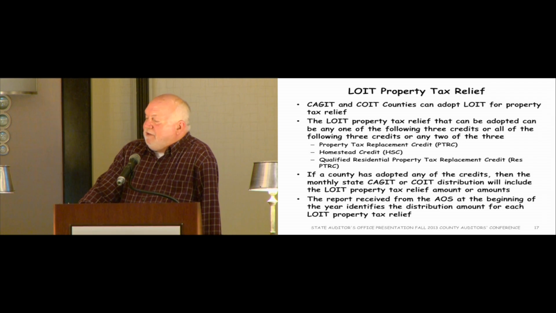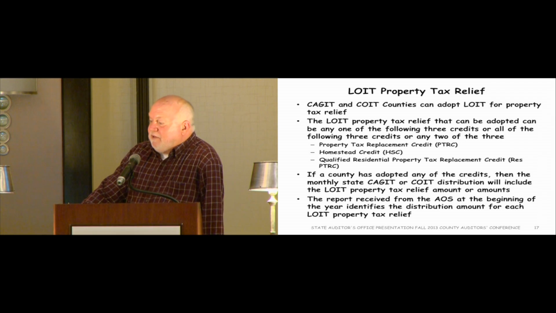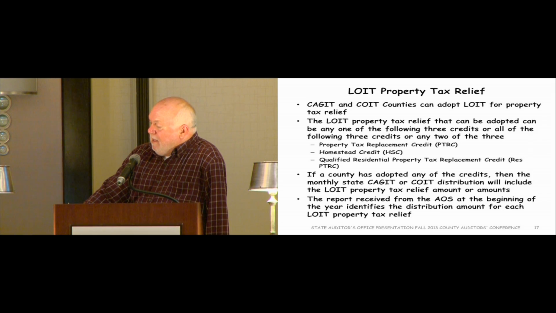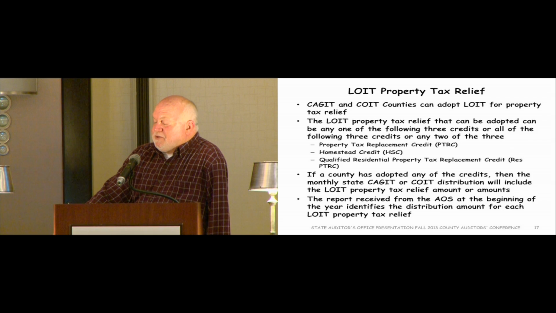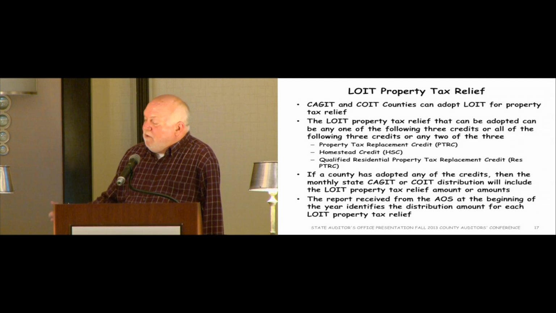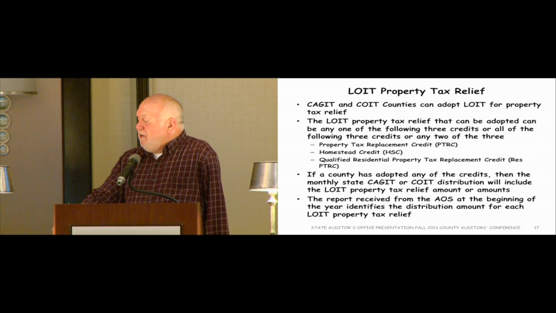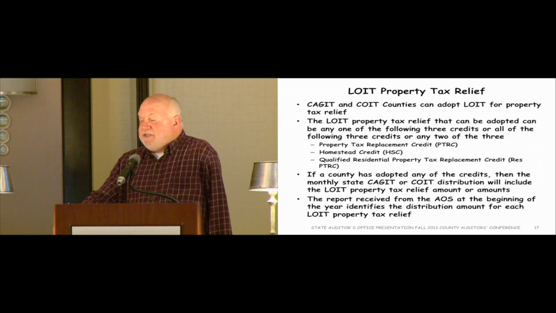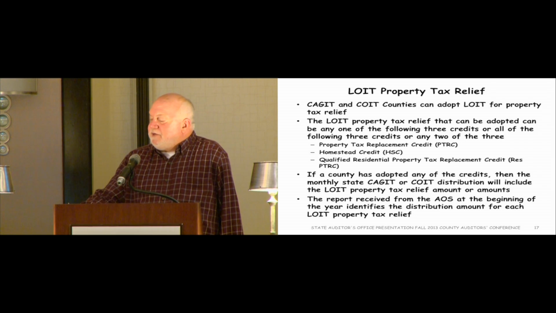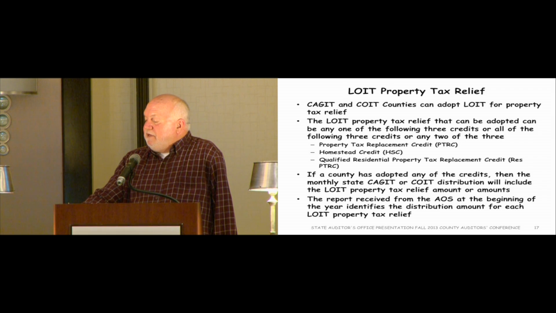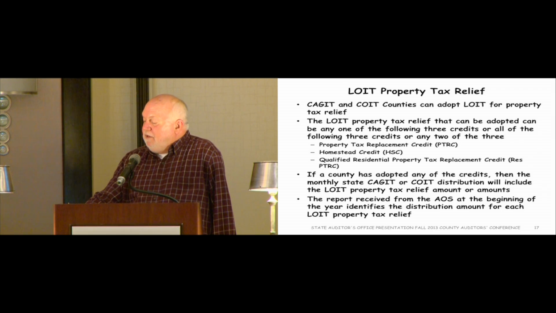Now moving on to the LOIT. LOIT meaning both CAGIT and COA counties. One of the options is that you can adopt LOIT for property tax relief, and the property tax relief that can be adopted can be any one of the three options of property tax replacement, homestead, or the qualified res PTRC, or it could be any two of those three. Or it can be all three, but your options on which to adopt.